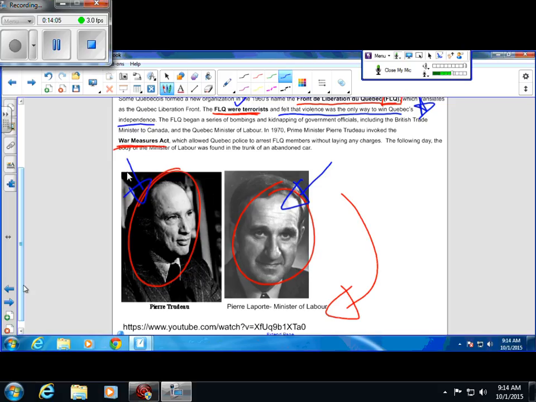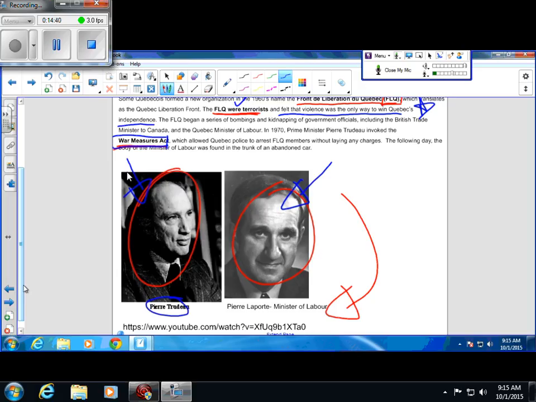This is really important to note because, as you remember, under the Canadian Charter of Rights and Freedoms, we have legal rights that protect us as citizens against government abuse of power. But what Trudeau did was use the War Measures Act. So remember his name, Pierre Trudeau, and basically what he was responsible for was the War Measures Act. If you link those two together, you'll remember that.